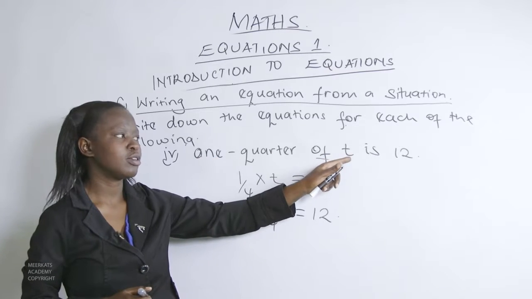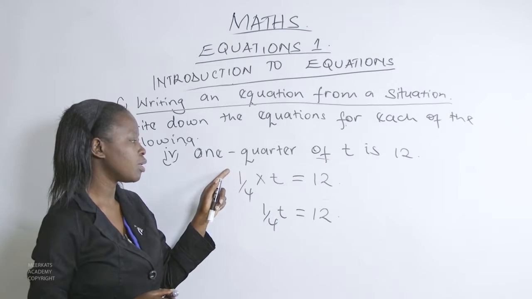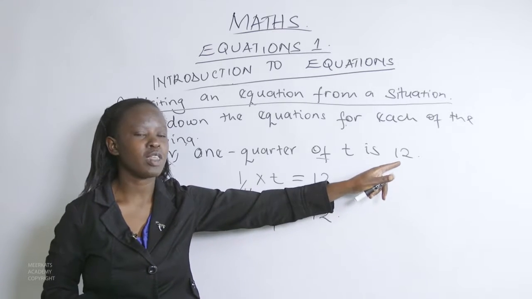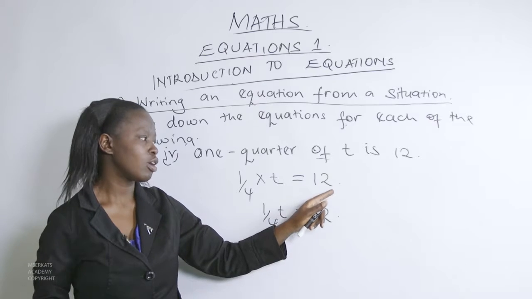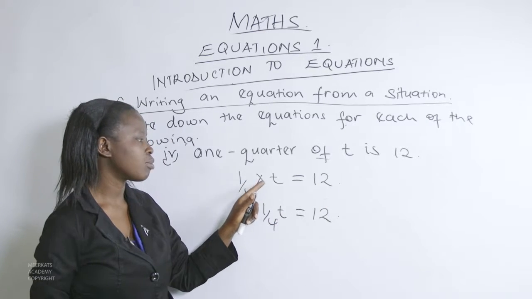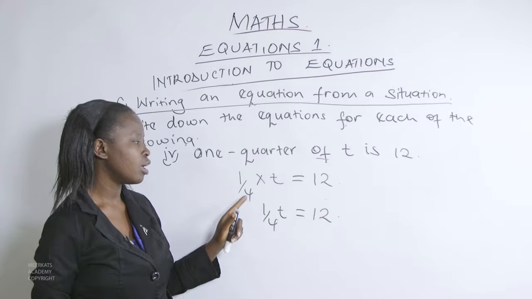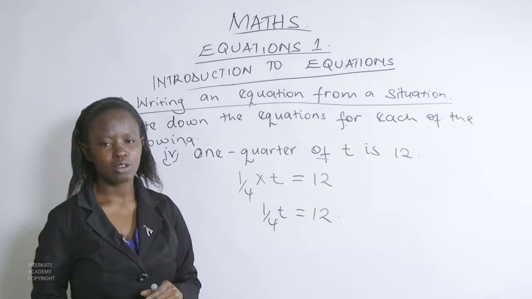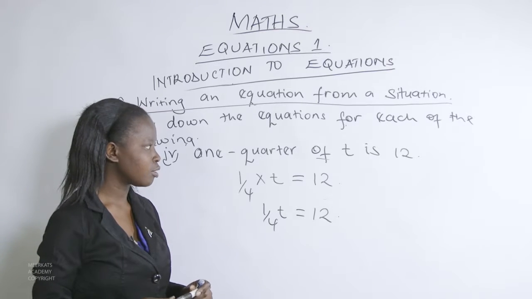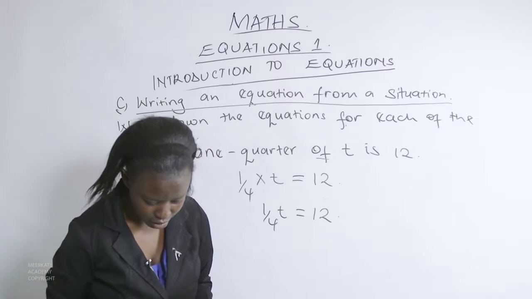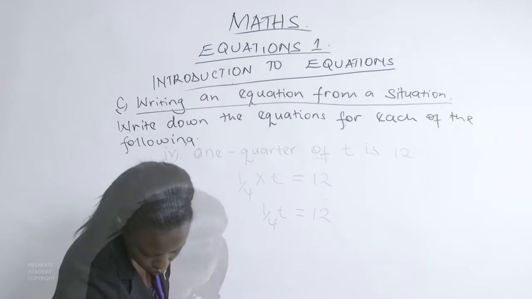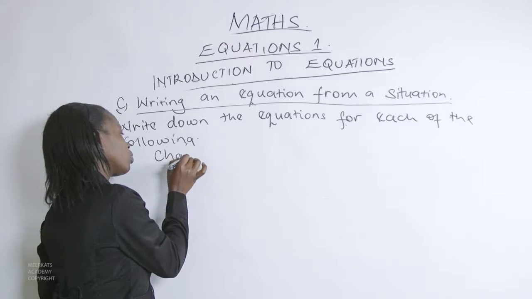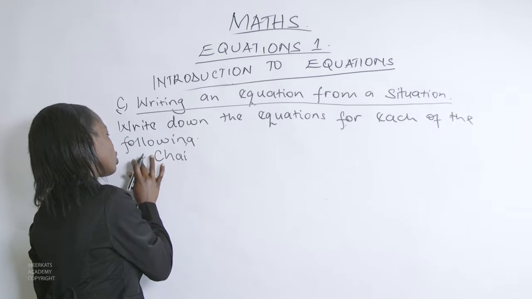1/4 of T simply means we have 1/4 times T. Then it is 12, which means it is equal to 12. So 1/4 times T is equal to 12. And 1/4 times T is simply 1/4 T, which gives us 12. So that is the equation that is representing that given situation. Another equation.